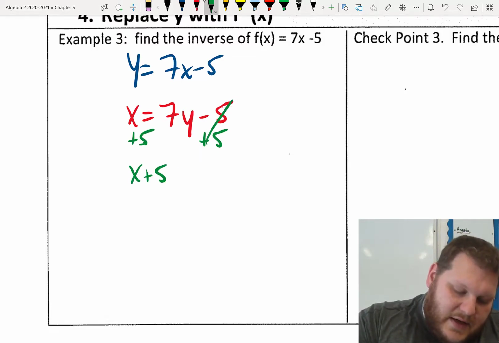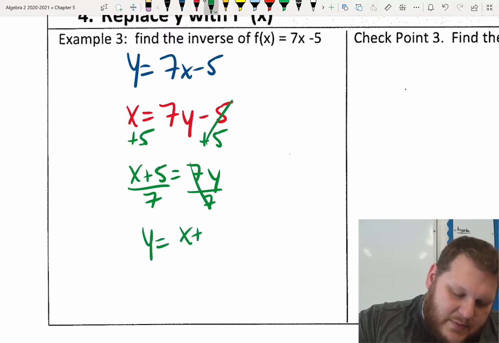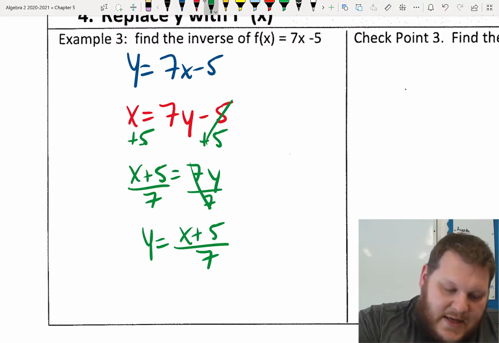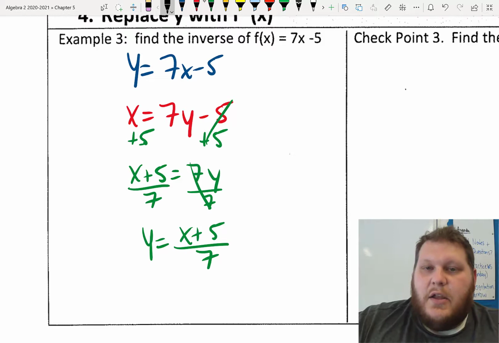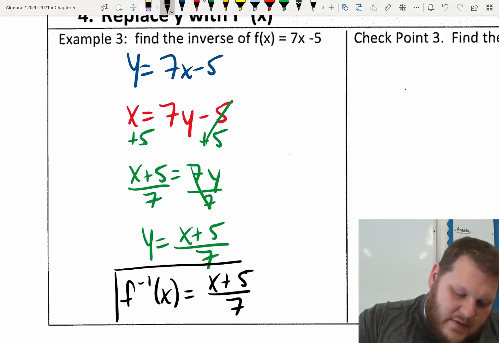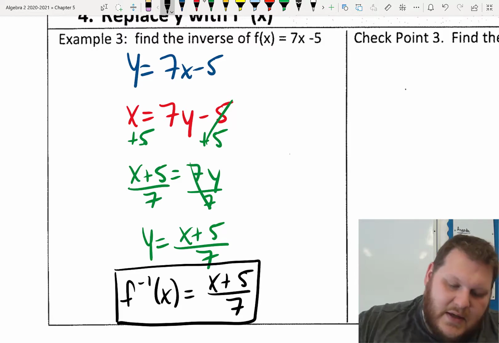x plus 5 equals 7y. Divide by 7 on both sides. So I get y equals x plus 5 all over 7. Simple last step. You're just replacing your y and putting in your f inverse of x symbol, because now we know that this is the inverse. So f inverse of x is x plus 5 all over 7. That is the function that undoes 7x minus 5.